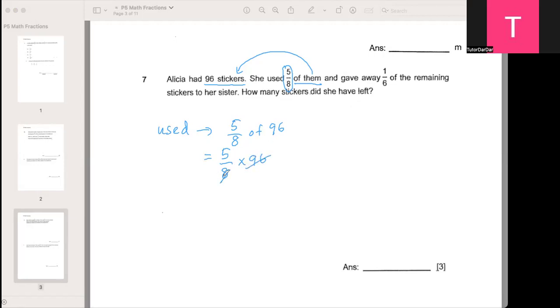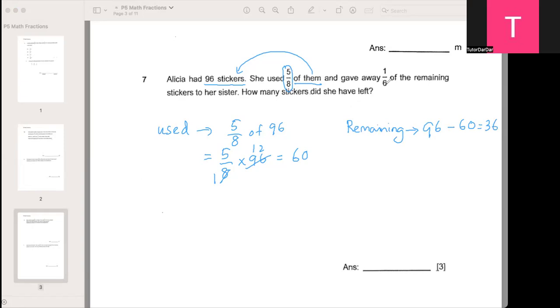8 and 96, both can be divided by 8. So 8 divided by 8, you get 1. 96 divided by 8, you will get 12. So 12 times 5, you get 60. So this is used. So what is the remaining? Remaining is going to be this 96 minus 60, which is equal to 36.